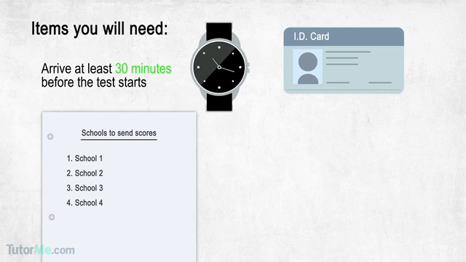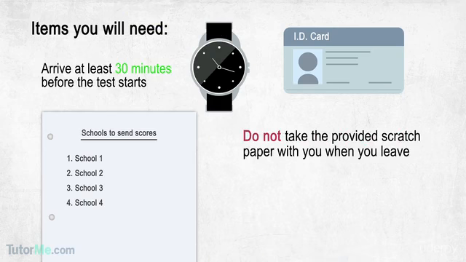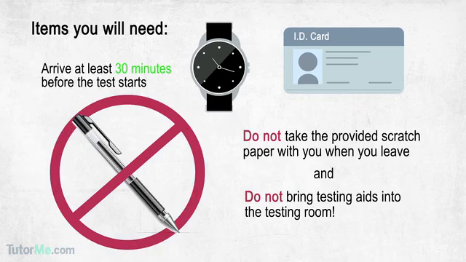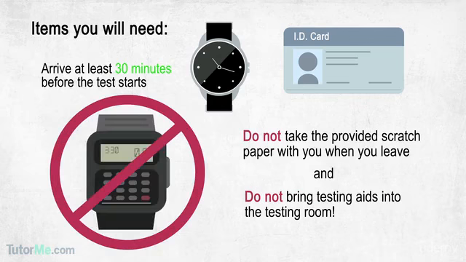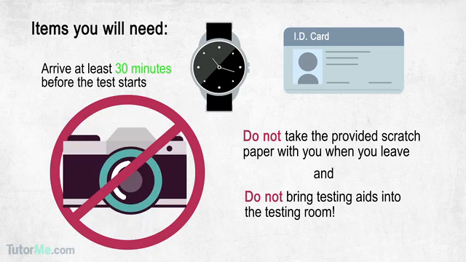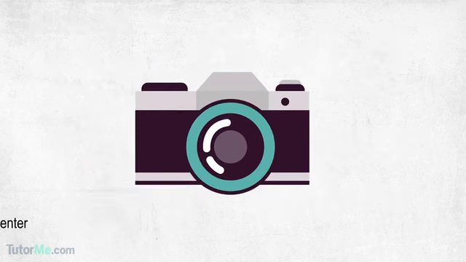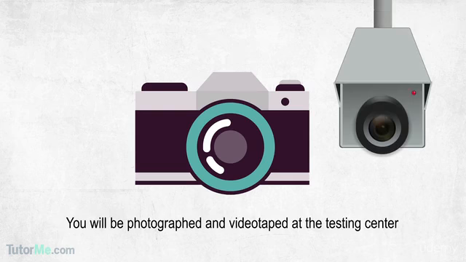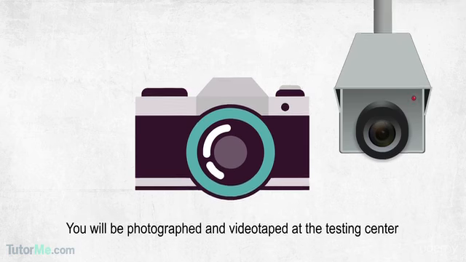You'll be provided with scratch paper, so don't bring your own, and do not remove scratch paper from the testing room. You cannot bring testing aids into the testing room. This includes pens, calculators, watch calculators, books, rulers, cellular phones, watch alarms, and any electronic or photographic devices. You'll be photographed and videotaped at test centers, so don't get any ideas. Remember, GRE Big Brother is watching.